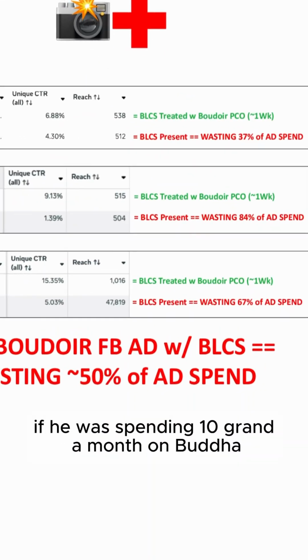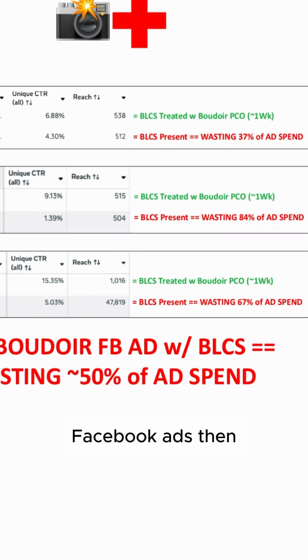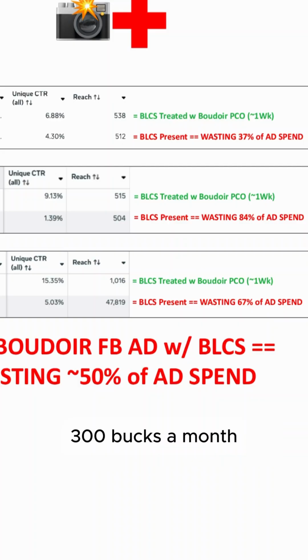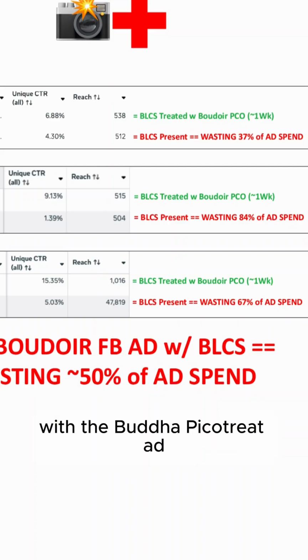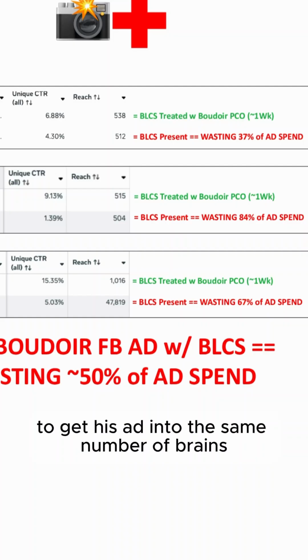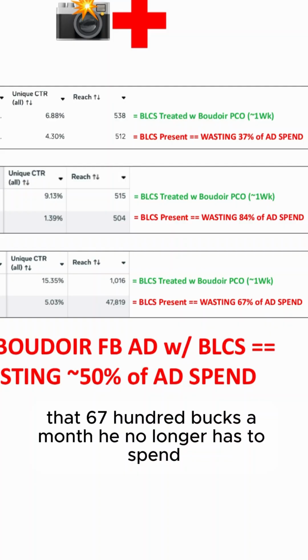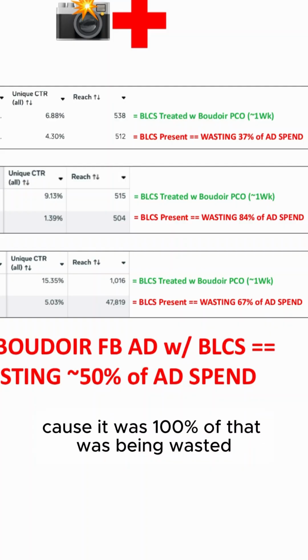So if he was spending 10 grand a month on Boudoir Facebook ads, now he only has to spend $3,300 a month with the Boudoir PCO treated ad to get his ad into the same number of brains. So that $6,700 a month he no longer has to spend, because 100% of that was being wasted.